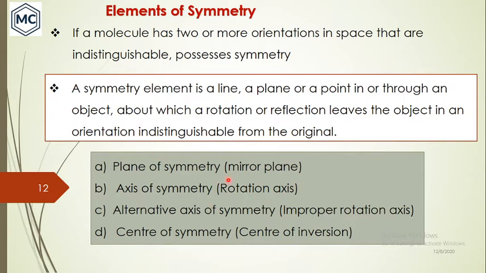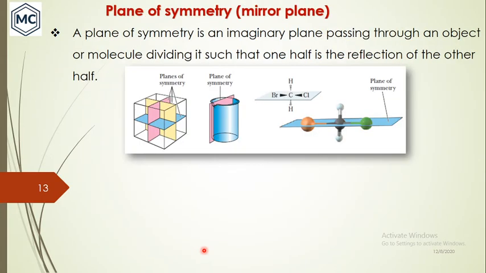There are four kinds of elements of symmetry: plane of symmetry, axis of symmetry, alternating axis of symmetry, and center of symmetry. Plane of symmetry, or mirror plane, is an imaginary plane passing through an object or a molecule that divides it in such a way that one half is the reflection of the other.